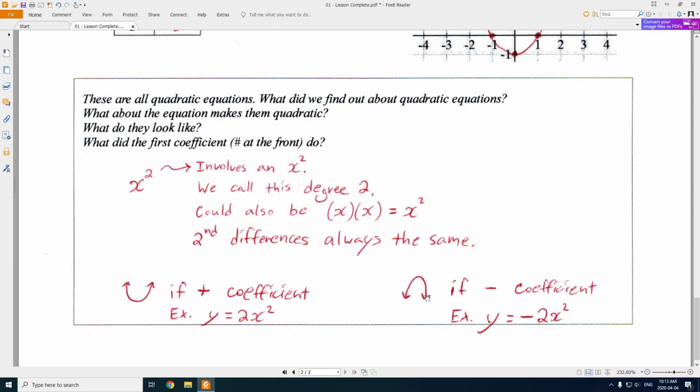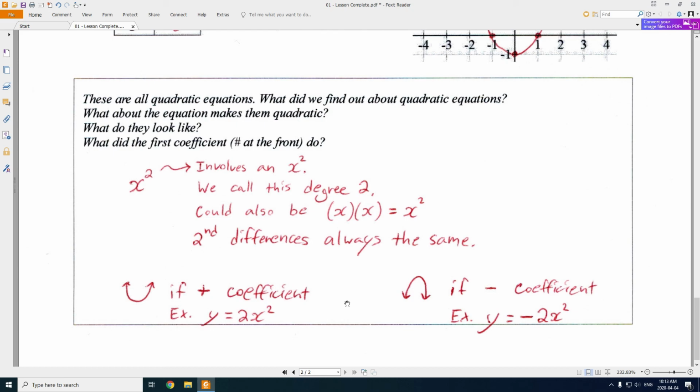And we noticed some of the graphs open downwards, and those had a negative out front, a -2 or a negative x squared. So they have a negative coefficient. For example, -2x squared, that negative out front makes it open downwards like that. And those are the big ideas that we know about quadratics so far.